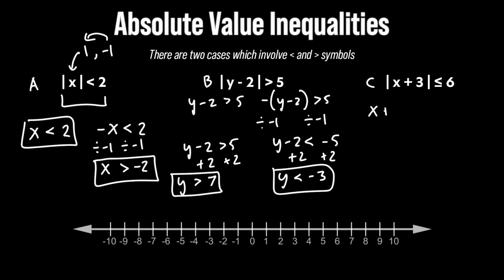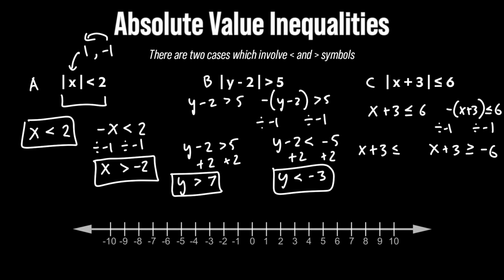Let's split this up into x plus 3 is less than or equal to 6, and negative x plus 3 is less than or equal to 6. So this one we're going to divide by negative 1 again, and we're going to get x plus 3, flip the symbol, is greater than or equal to negative 6, and this one stays the same. x plus 3 is less than or equal to 6.